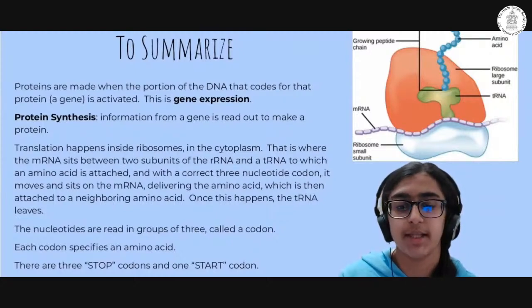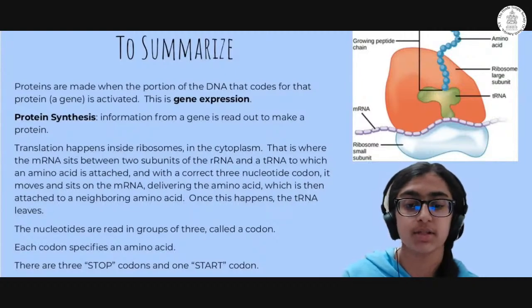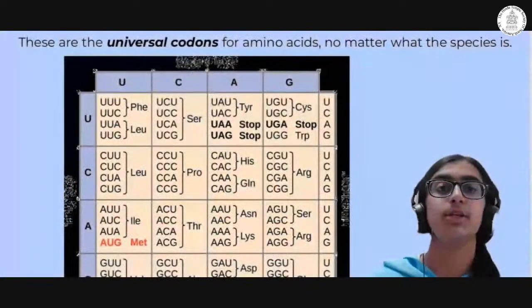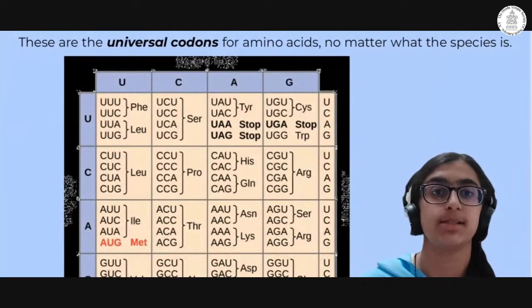The nucleotides are read in groups of 3 called a codon. Each codon specifies an amino acid. There are 3 stop codons and 1 start codon. So these are the universal codons for amino acids, no matter what the species is.